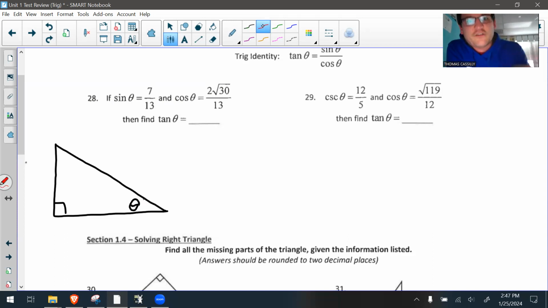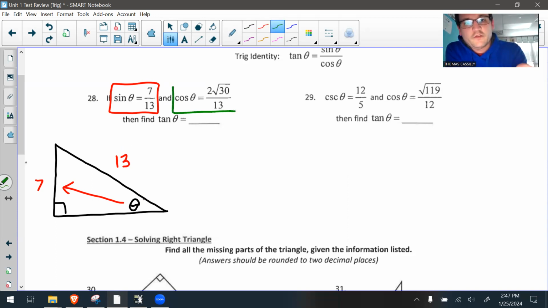Now, they're telling us the sine of beta. Sine is the opposite over the hypotenuse, right? Here is your opposite. That's 7. The hypotenuse is 13. That's literally just using the definition of sine. Now, the cosine. Cosine is the adjacent over the hypotenuse. So downstairs, we have 2 square root of 30, and then the hypotenuse is still 13.